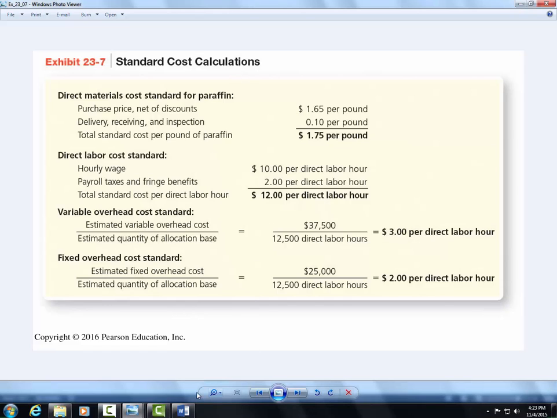And those are cost standards, but we're also going to have efficiency standards. The cost is how much does each pound of wax cost, or how much does each direct labor hour cost. But the efficiency is how much of these do we need. So how many pounds of wax do we need per batch of crayons? How many direct labor hours is it going to take to produce a batch of crayons? And that would be your efficiency standard, or sometimes it's called usage or quantity standards. And it's a measure of how much input is going to be needed to produce the product.